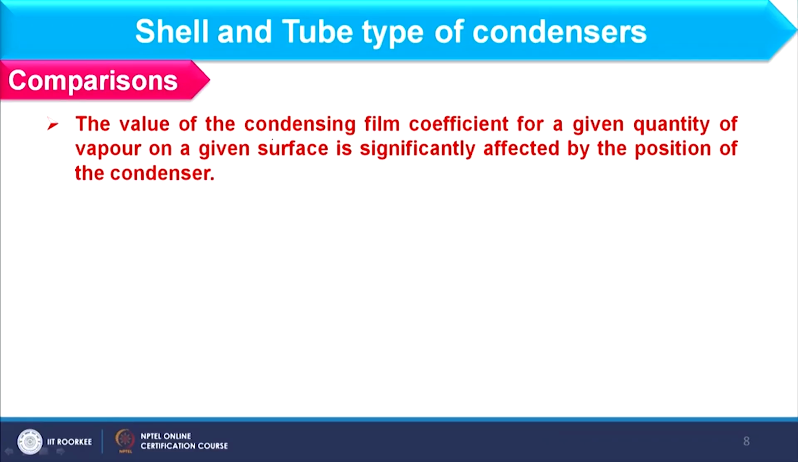So, you see we have discussed all types of shell and tube condenser, and now we will compare these condensers based on some factors. So, let us see the comparisons. The value of the condensing film coefficient for a given quantity of vapor on a given surface is significantly affected by the position of the condenser. So, we have to think properly about the positioning of the condenser, but the basic parameter is that it depends on the heat duty, right.